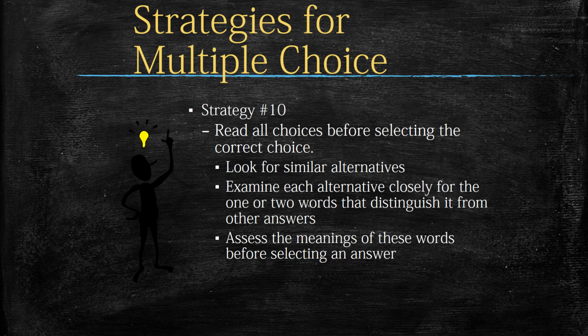Strategy 10, read all choices before selecting the correct choice. Look for familiar alternatives. Examine each alternative closely for the 1 or 2 words that distinguish it from other answers. Assess the meaning of those words before selecting your answer.